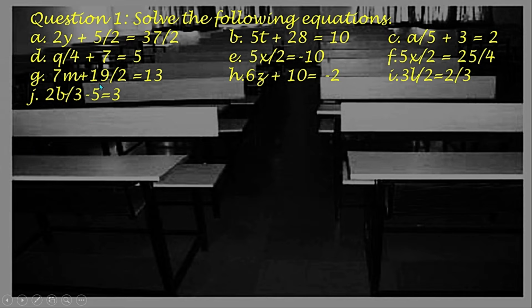So by this we can analyze that these questions are only of two types. The first type contains two terms on the left hand side, and the second type contains only one term. So what do we have to do in those questions which contain two terms? Suppose here in the first question we have 2y plus 5 upon 2, which is equal to 37 upon 2.